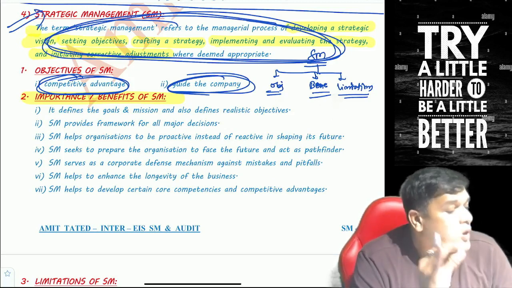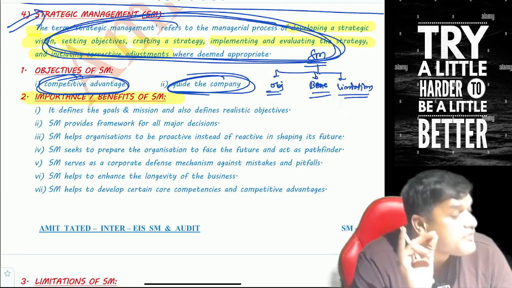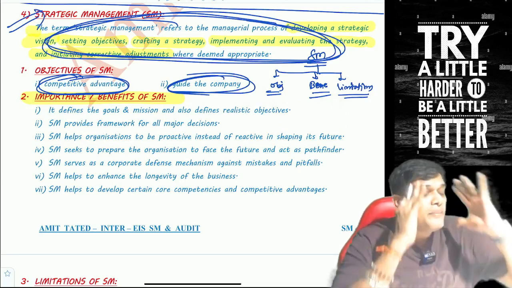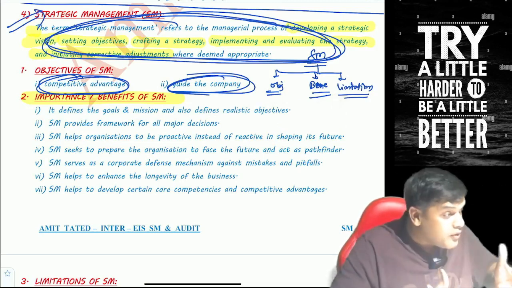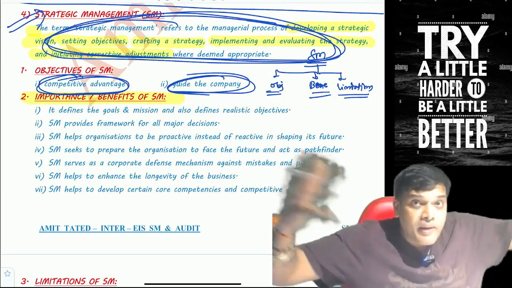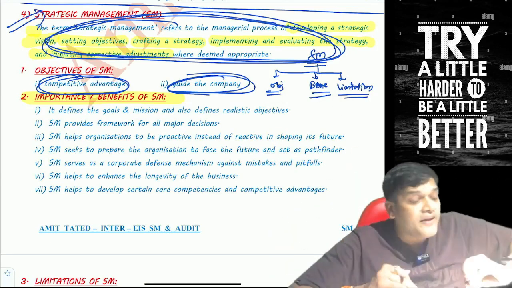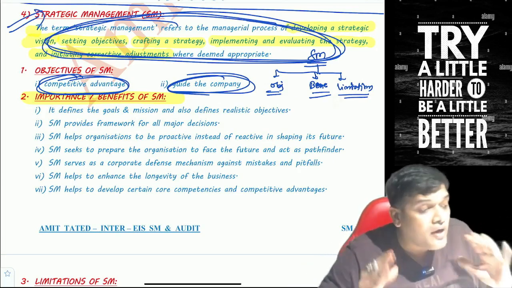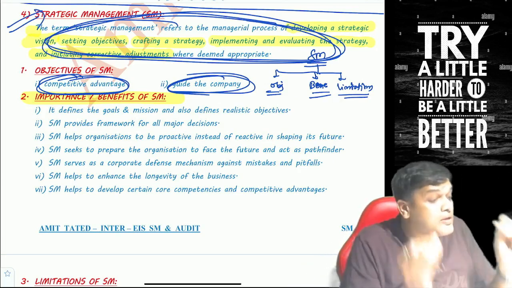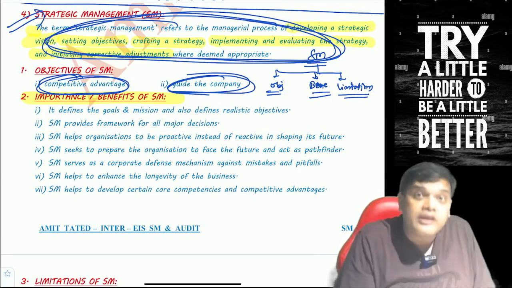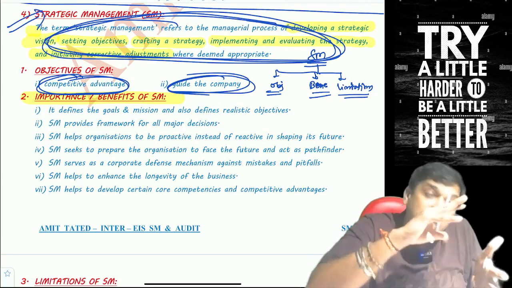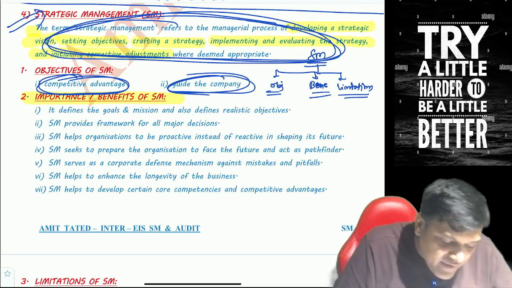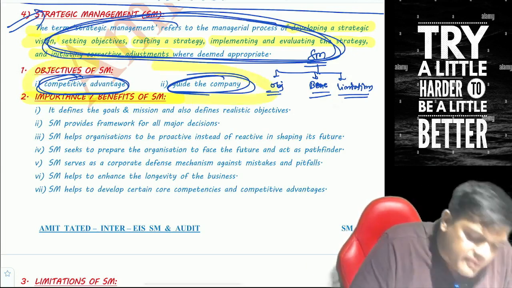So if I say Amit Tated is having a strategy, it means what? It means Amit Tated has only planned. He can plan, but if any changes come, Amit Tated cannot manage. But if I say Amit Tated is having strategic management, what does it mean? It means Amit Tated is having a strategy, and if any changes happen, Amit Tated can modify the strategy. So what are the objectives of SM? There are 2 objectives of SM.